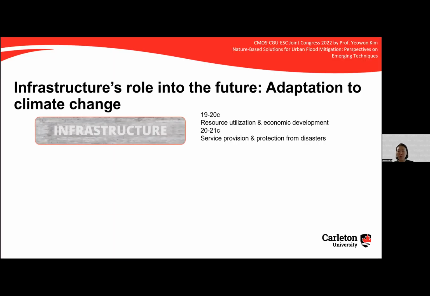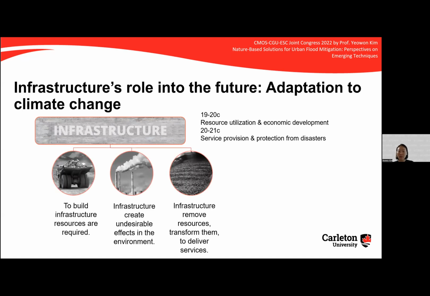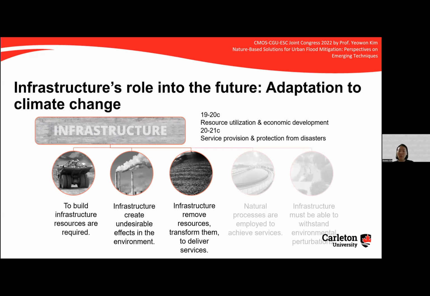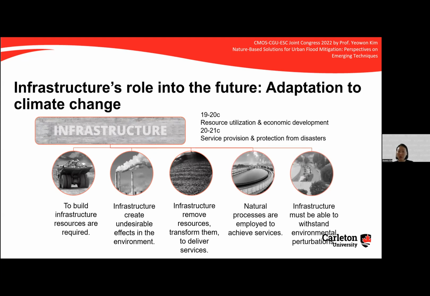So as we go into the future, the urban infrastructure role isn't just limited to utilizing resources and providing public services like we did in the past. More recently, an important role of infrastructure systems in urban areas is to provide protection from climate hazards like extreme rainfall and heat that I mentioned earlier, and also to mimic the natural systems to minimize the environmental perturbations.